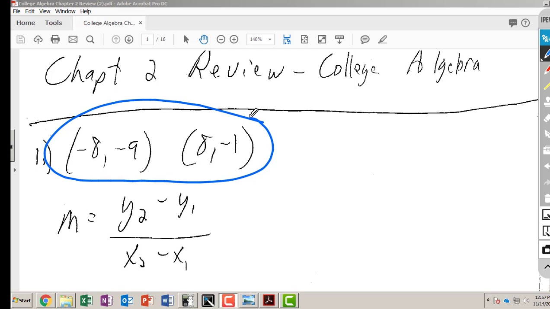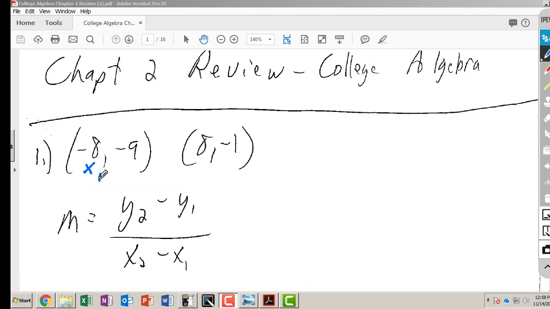So remember your slope formula is m equals y sub 2 minus y sub 1 all over x sub 2 minus x sub 1. So you just need to remember that this would be your x sub 1, this would be your y sub 1, and then this would be your x sub 2, and this is your y sub 2. So this is just a matter of substituting in those numbers into your equation and then just solving it.